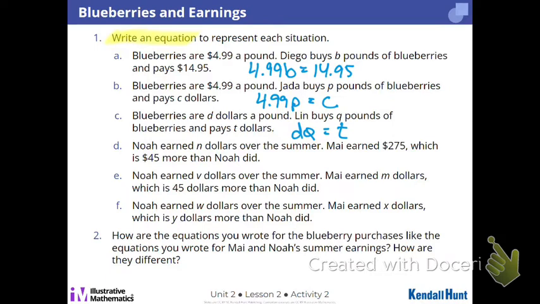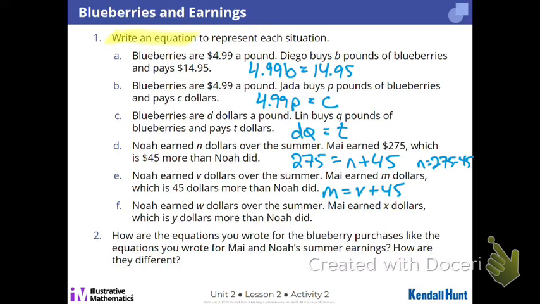So looking for Noah, here in N dollars, May earned $275, which is 45 more than Noah. So this is how I read that. 275 is 45 more than Noah. Did anybody write something like N equals 275 minus 45? That's what we did. These are the same, okay? Noah earned V dollars over the summer, May earned M dollars, which is 45 more than Noah. So I see M dollars is 45 more than Noah. Did anybody do V equals M minus 45? We did, but then we changed it. That's fine. That works too.